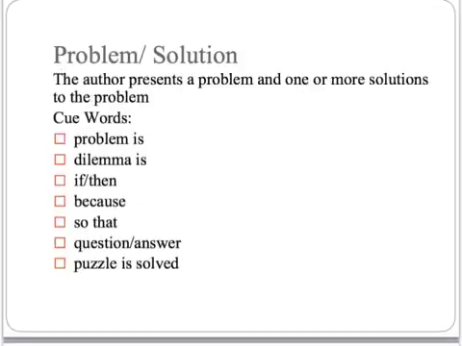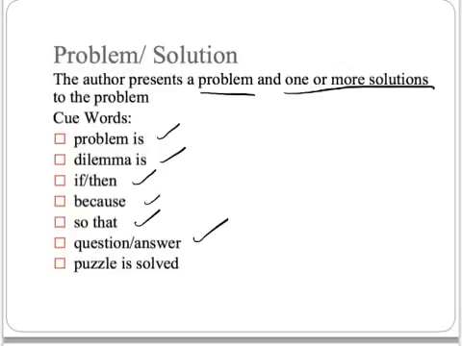Problem solution. The author presents a problem and one or more solutions to the problem. The keywords: the problem is, the dilemma is, if then, because, so that, question and answer, or the puzzle is solved. A problem solution is likely to be used in a persuasive essay. For example, an author will present a problem and then try to persuade you that their solution is the best solution.